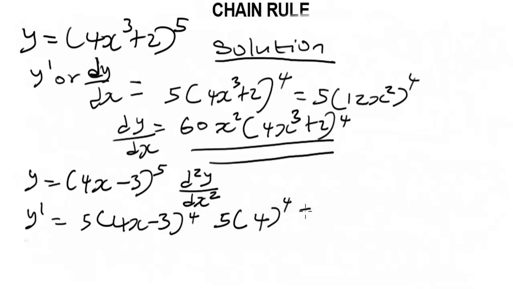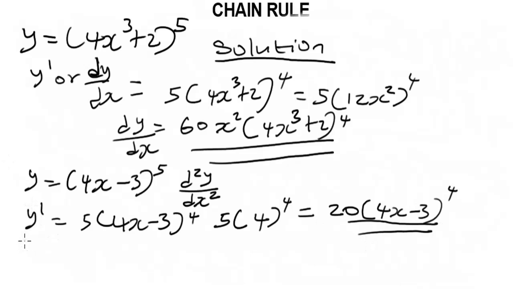So the final value for the first derivative will be 5 times 4 is 20. Bring back the original values of the brackets. That's 4x minus 3 raised to power 4. So this is the value for the first derivative. I hope you got it.